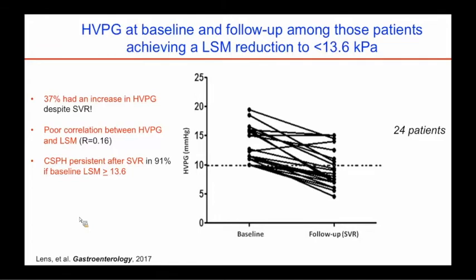On a patient-to-patient basis, the correlation coefficient was poor between HVPG and liver stiffness. So you can't just extrapolate on an individual patient that stiffness necessarily correlates with HVPG, even though in aggregate it did. And clinically significant portal hypertension persisted after SVR in 91% of patients if baseline was greater than 13.6. So I guess you could say if the patient has a FibroScan score of 14, 15, 16, there's a 9 out of 10 chance they're going to have persistent portal hypertension if these data are extrapolated to other settings.